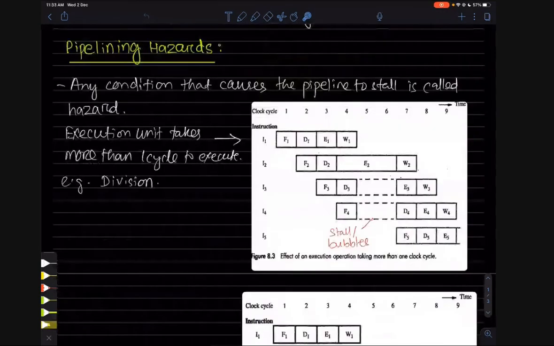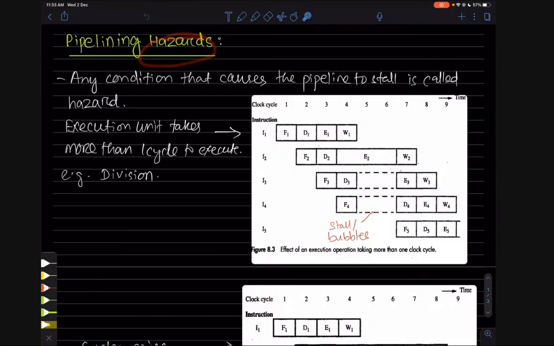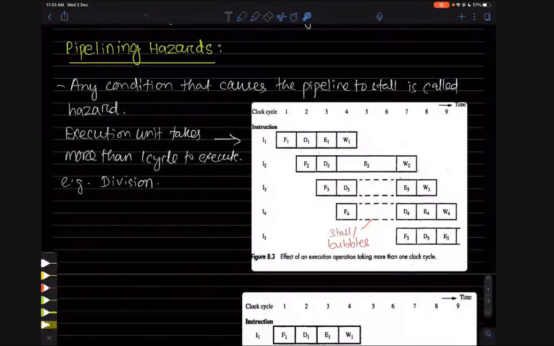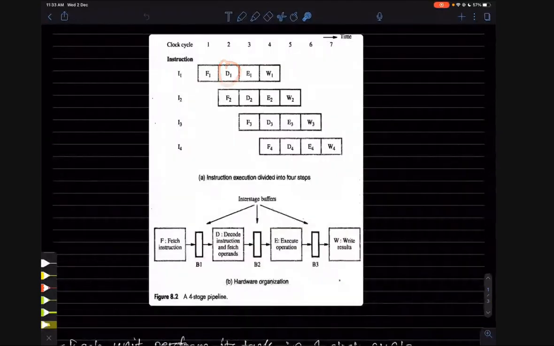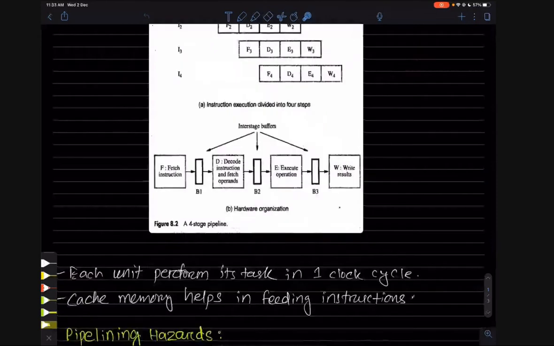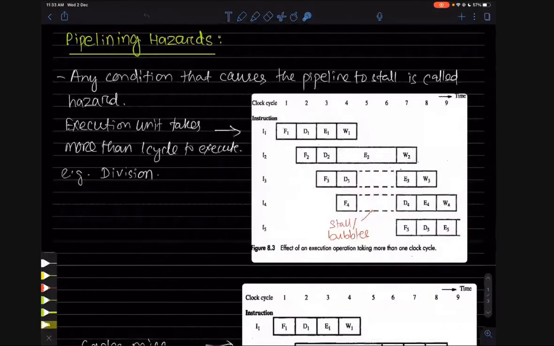But what is a pipelining hazard? Whatever we are discussing here, one clock cycle, is not possible all the time. So there are some problems in pipelining, and those are called hazards. So what is a hazard? Any condition that causes the pipeline to stall is called a hazard. Stall means anything that causes the pipeline to stop working for a temporary amount of time, and it is called a stall or bubble. It means no work will be done in those clock cycles.